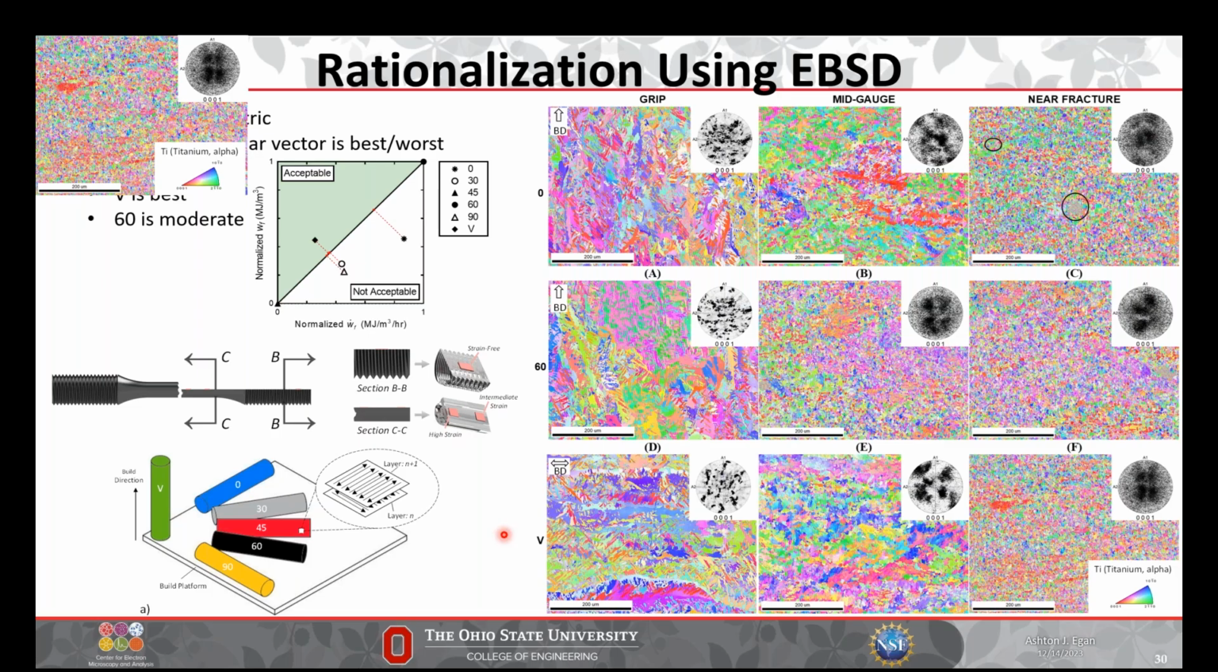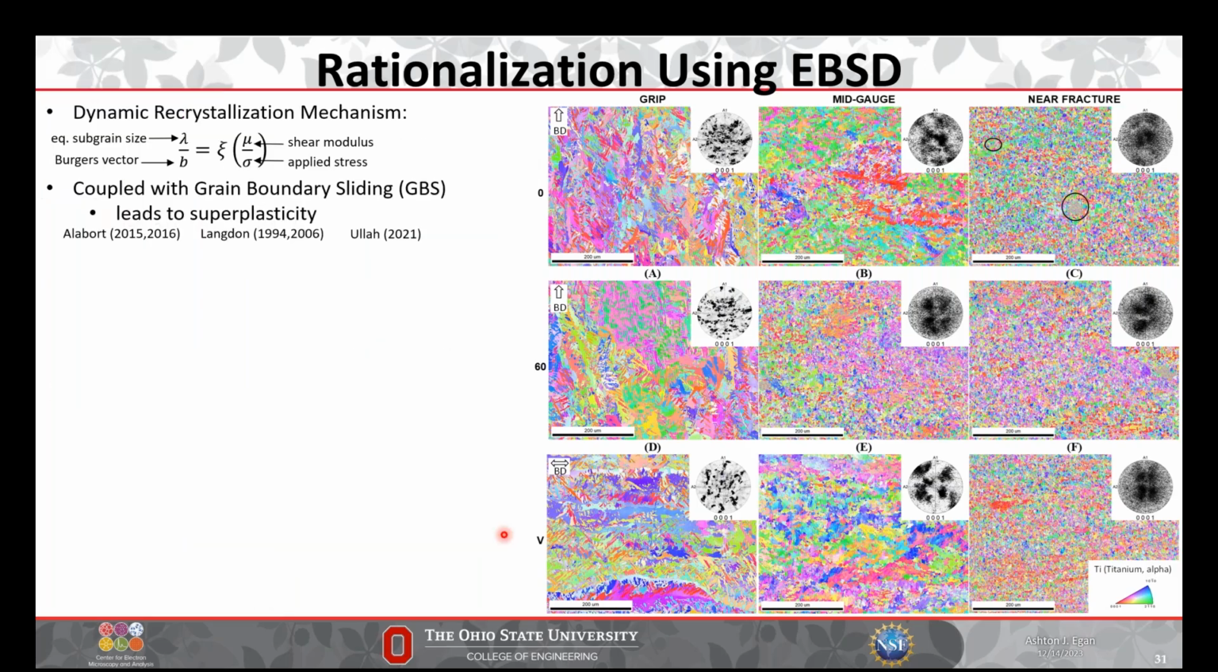Okay, and so what's happening here, right? So this sample is being deformed via some sort of dynamic recrystallization mechanism that's coupled with grain boundary sliding. And I've put a couple of references up here if you're interested. There are other folks who've studied this in detail. And we basically just use their theory to explain what's happening here.